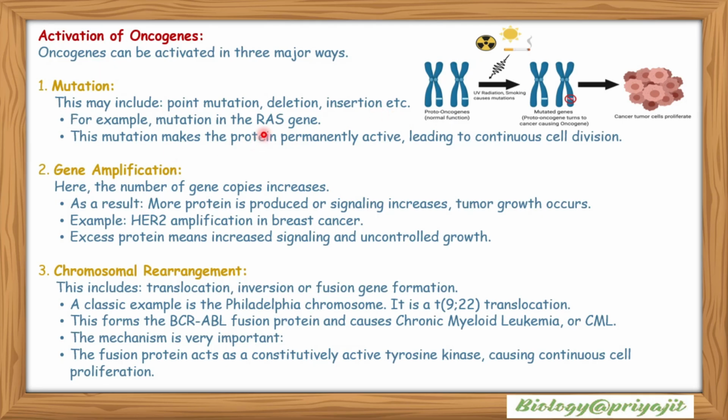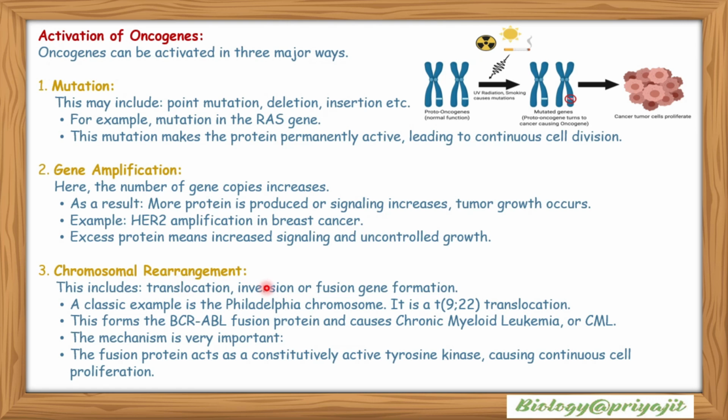For example, mutation in the RAS gene. This mutation makes the protein permanently active, leading to continuous cell division. Gene amplification: here the number of gene copies increases. As a result, more protein is produced and signaling increases. Tumor growth occurs. Example, HER2 amplification in breast cancer. Excess protein means increased signaling and uncontrolled growth.